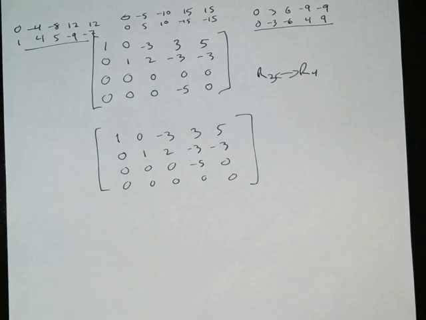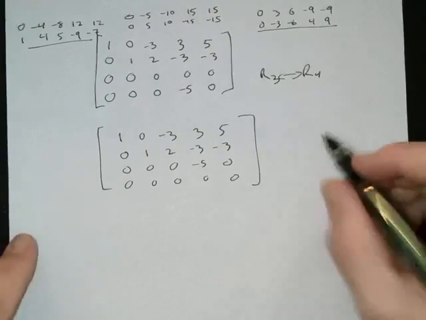And technically, right here, I've reached row echelon form. Almost. Row echelon, right? Because under each of my pivots is nothing but zeros, and the leading non-zero entries go from left to right. And all the rows of zeros are at the bottom. That's row echelon form.